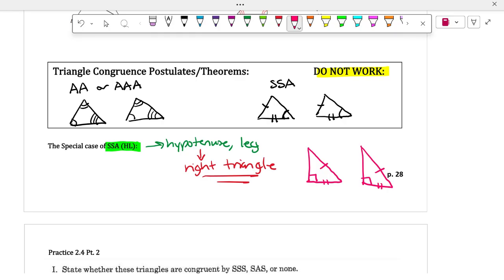Now, just because it is a right triangle does not mean it's automatically congruent by hypotenuse leg. You still got to be careful with how they mark things, because we've already seen some triangles before that were congruent by side angle side or angle side angle. All right, and they were also right. So just be careful with that. Any questions so far?